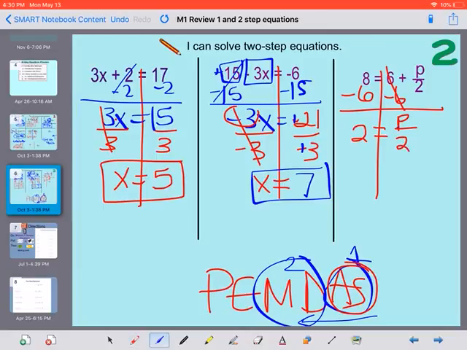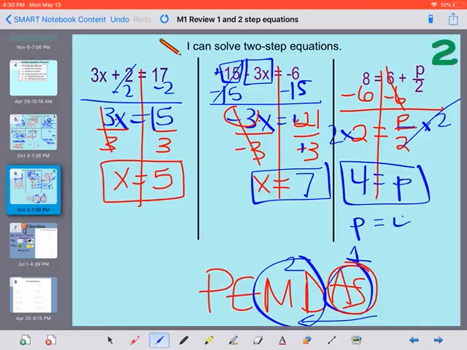So then to get rid of this division, the opposite of dividing is multiplying. We're going to multiply by 2. So those cancel out, top and bottom. 2 times 2 is 4. So p equals 4. You can write it this way if you want.